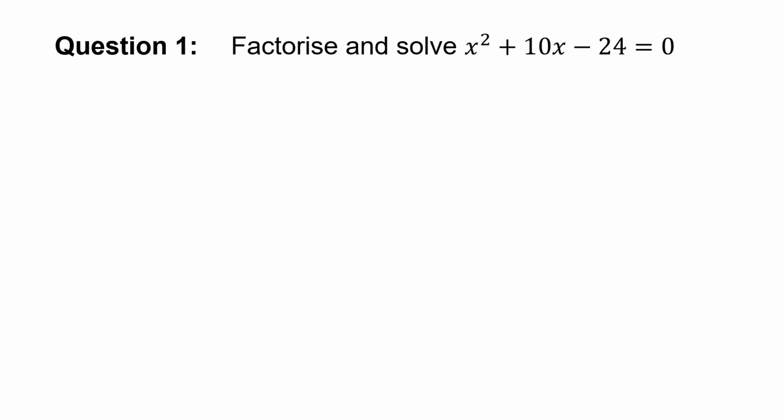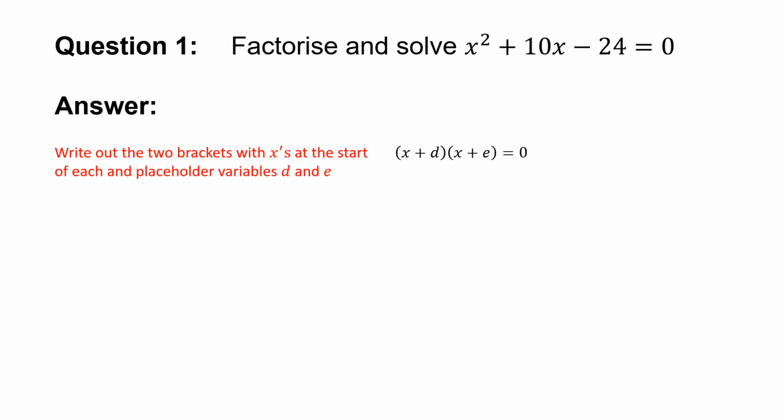So hopefully you managed to work through the steps there and find the solution. So how are we going to go about solving this? Well, the first thing we want to do, obviously the equation is already in the form we want it, so we don't have to do any rearranging here. So the first thing we can do is we're going to write out our brackets. We've got our x terms at the start of each bracket, and then we've got our d and e terms which we need to work out.